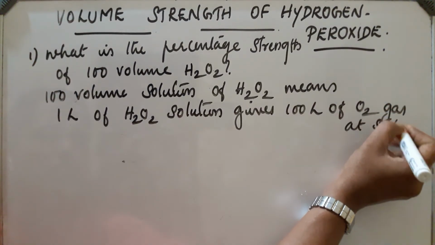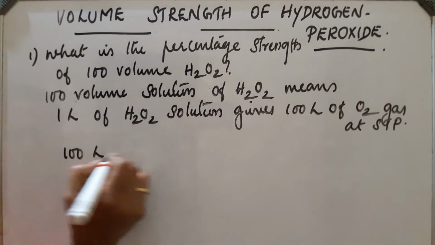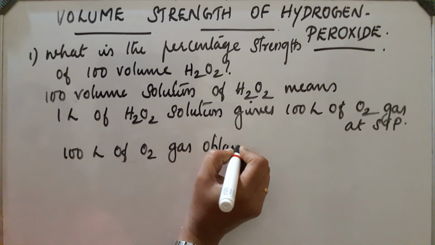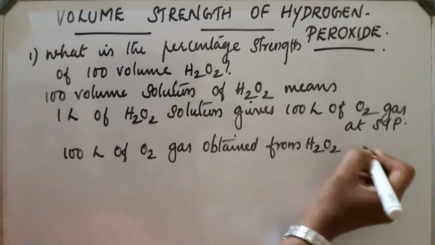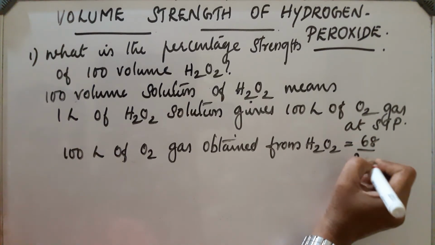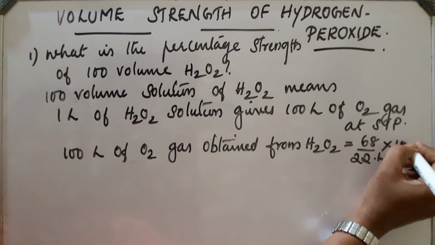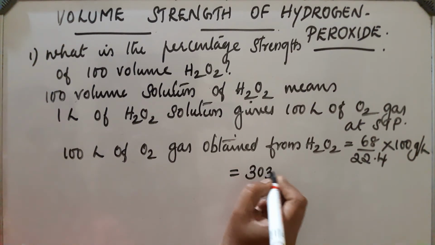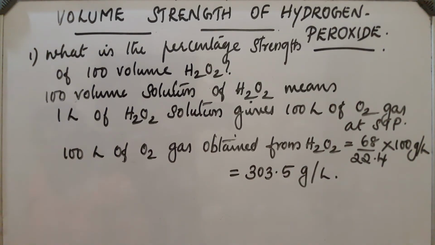And we know at STP, 100 liter of O2 gas is obtained from H2O2 equal to 68 by 22.4 into 100 V volume, 100 gram per liter. So this is equal to 303.5 gram per liter. This is the volume strength of H2O2.